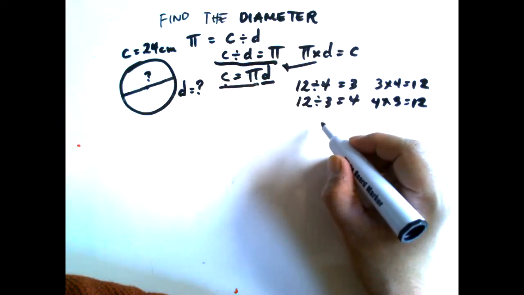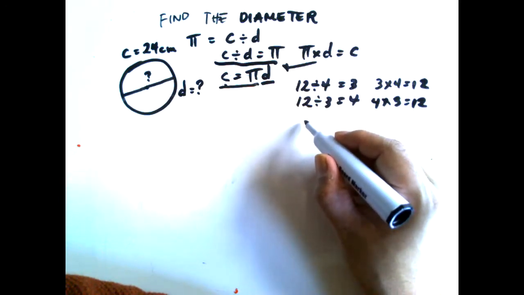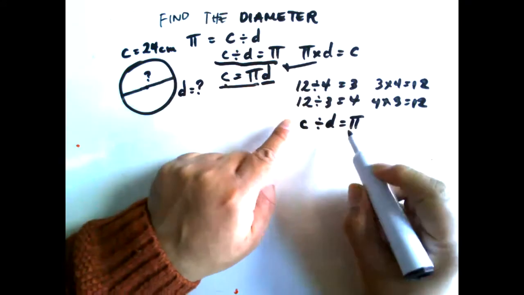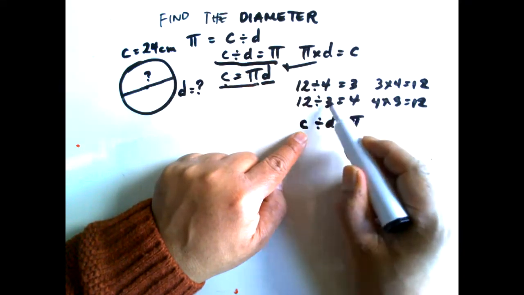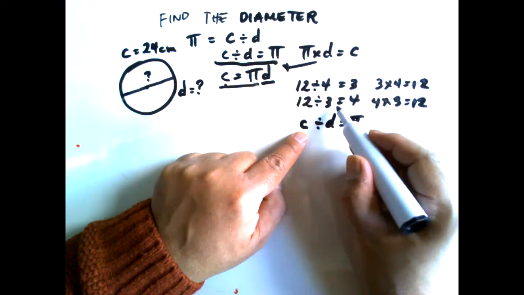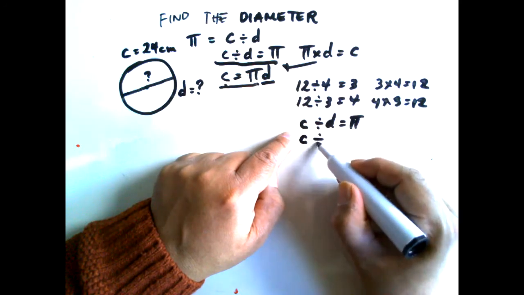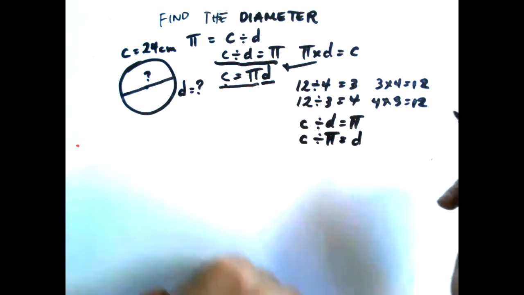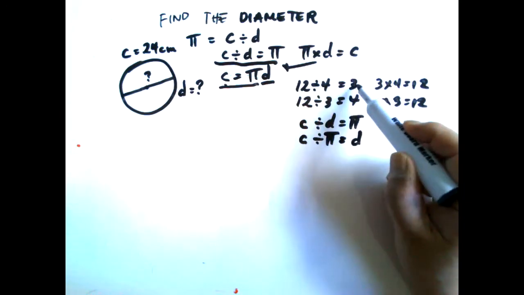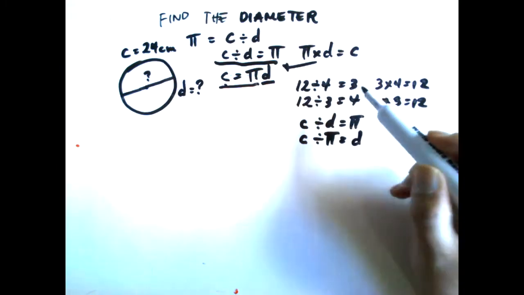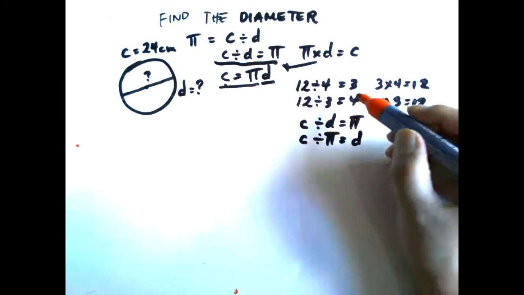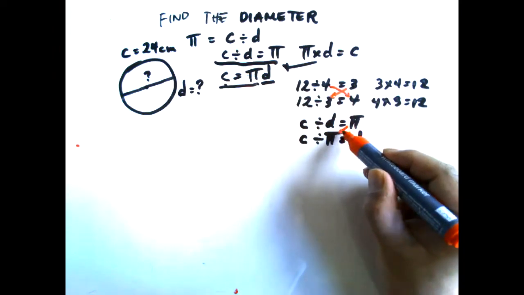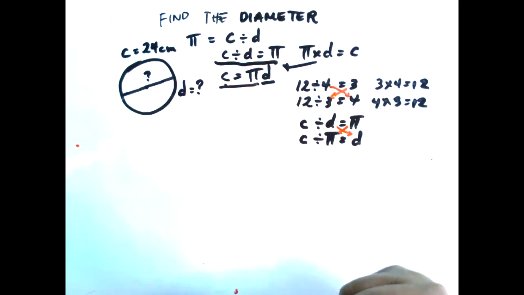Let's look at the pattern here. You could say that C divided by d is pi. But if we look at the pattern, the 3 and the 4 are interchanged. So we could say as well that C divided by pi makes the diameter. Does that make sense? 12 divided by 4 is 3. If we interchange the two, 12 divided by 3 makes 4. This one goes there, and this one goes there. It's the same here, and it's still correct, right?